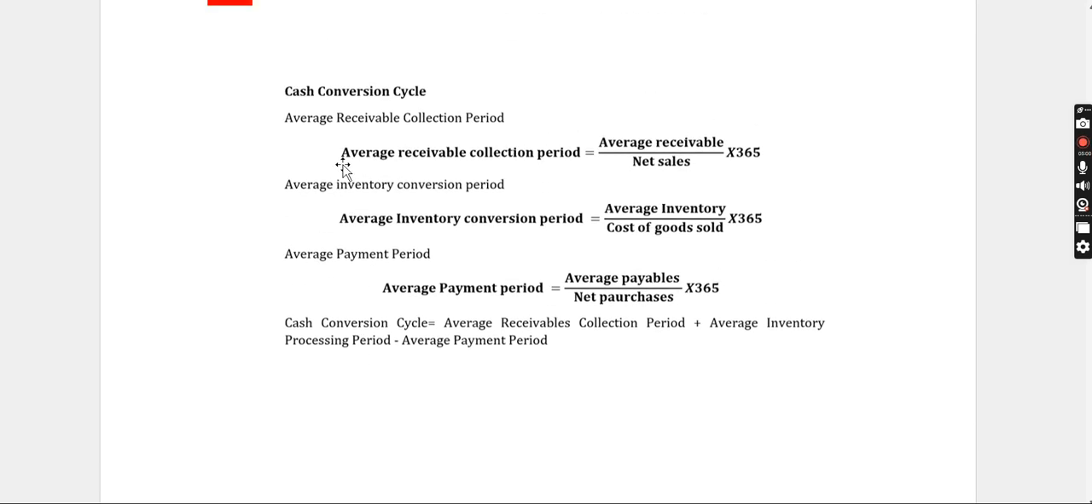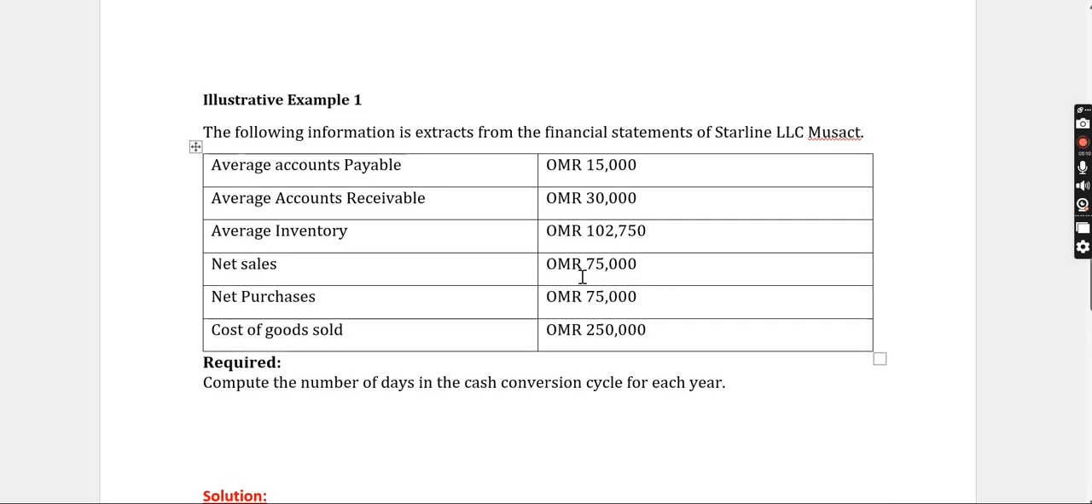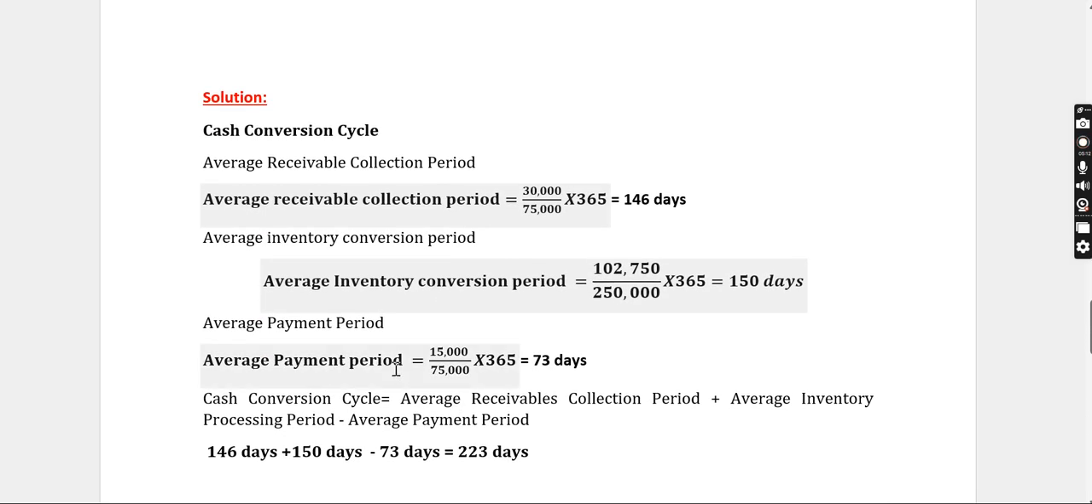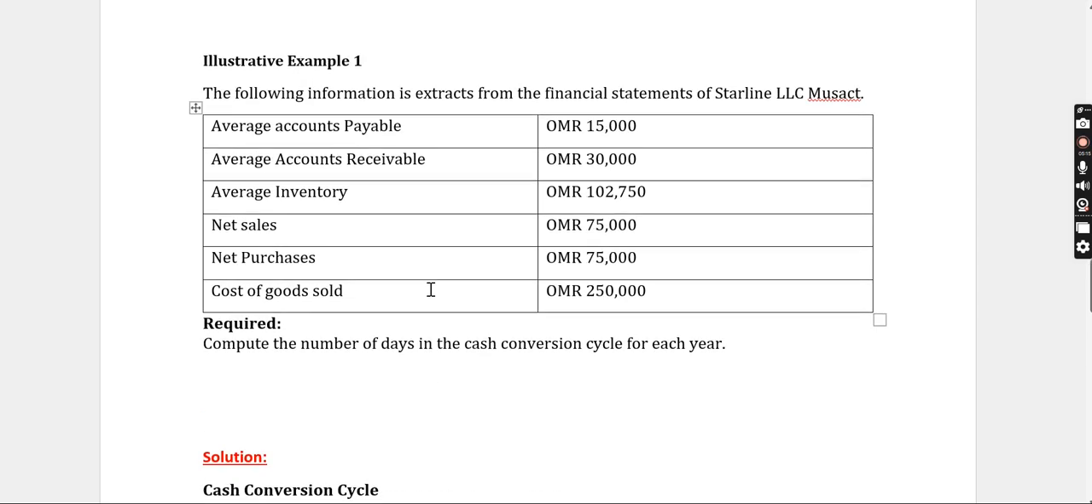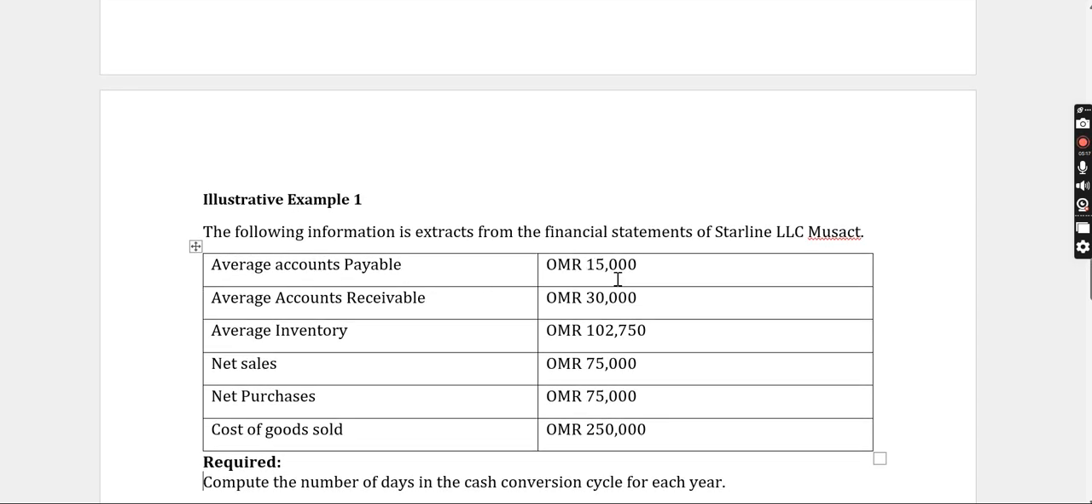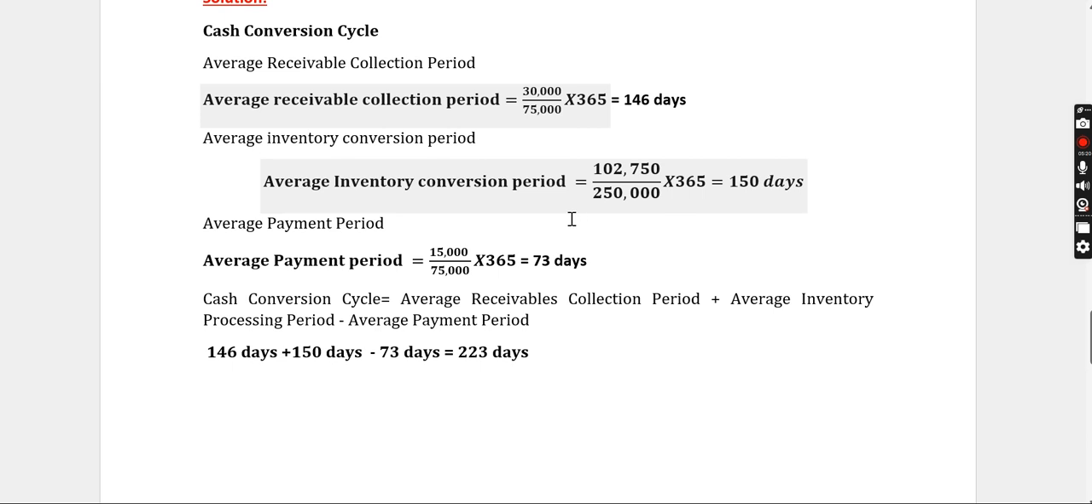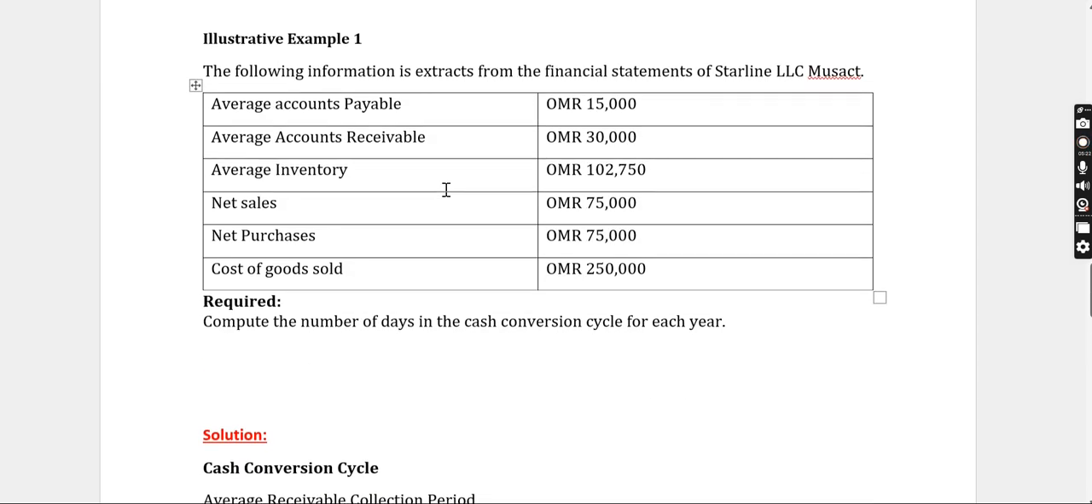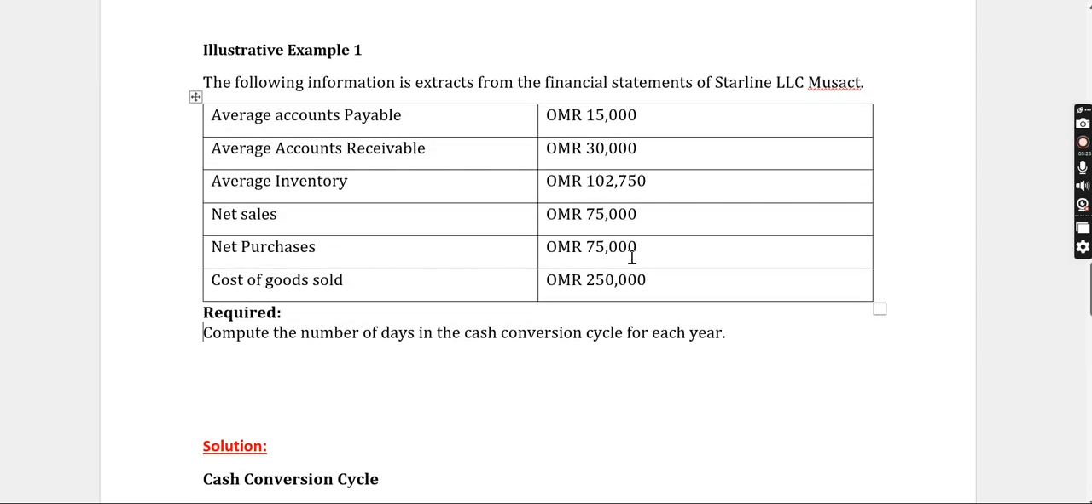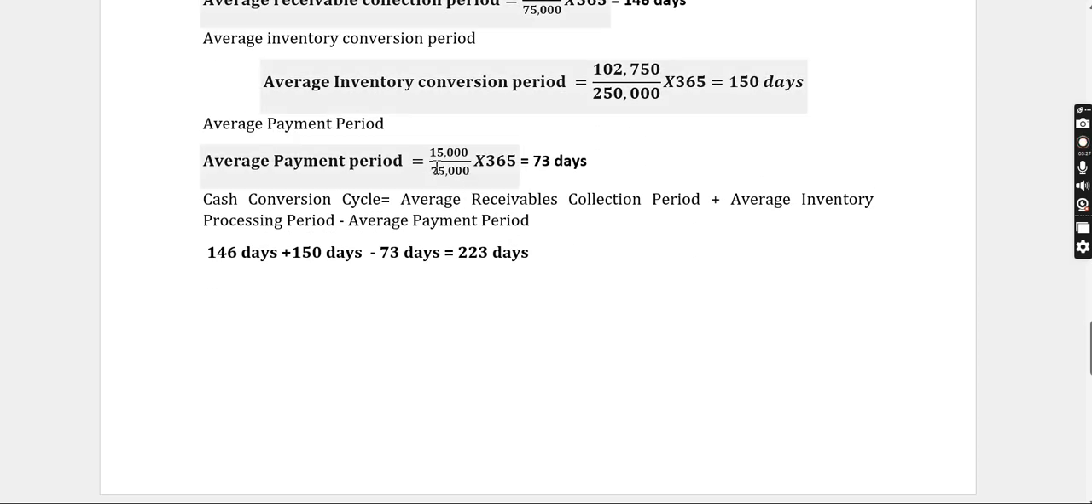The last thing we should calculate is the average payment period, which will be equal to average payables divided by net purchases, multiplied by 365. As per the formula, the average accounts payable will be equal to 50,000. So I put here 50,000 divided by net purchases, which is 75,000. So 50,000 divided by 75,000 multiplied by 365 will be equal to 73 days.